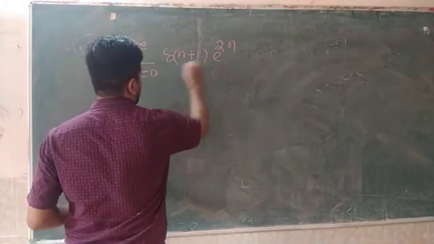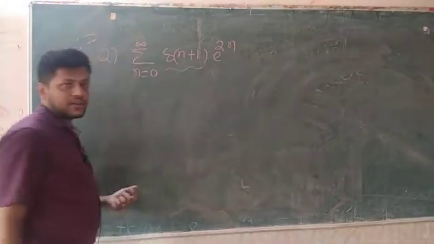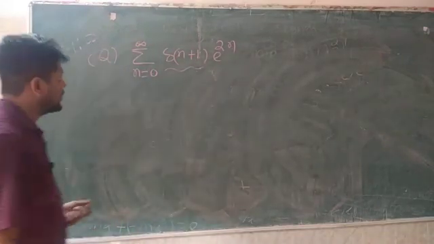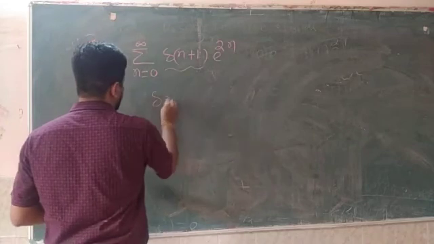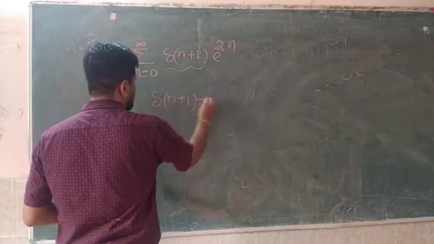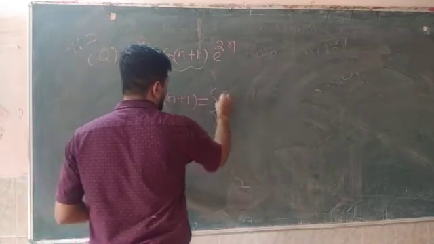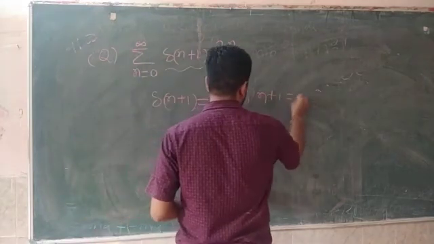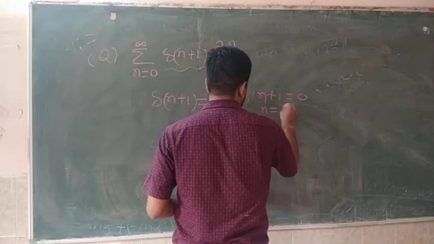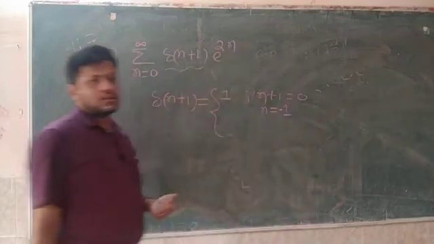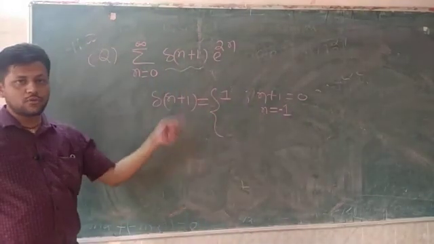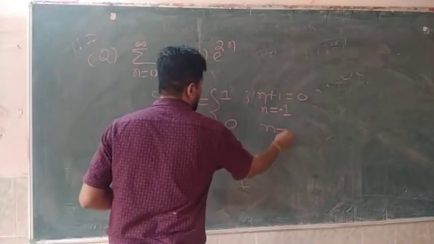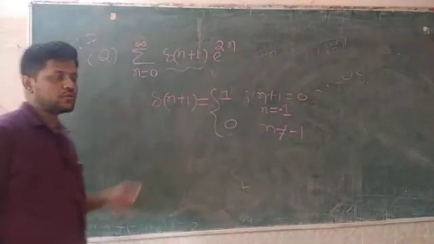So again, here there are two types of signal. One is the exponential signal e to the power 2n, and another is del of n plus 1. For this del of n plus 1, first we have to define that del is equal to 1 only when this bracket value is equal to 0, that means n plus 1 is equal to 0, so n is equal to minus 1. So del of n plus 1 equals 1 only when n is equal to minus 1. For the remaining values, this is equal to 0. When n is not equal to minus 1, this value is equal to 0.